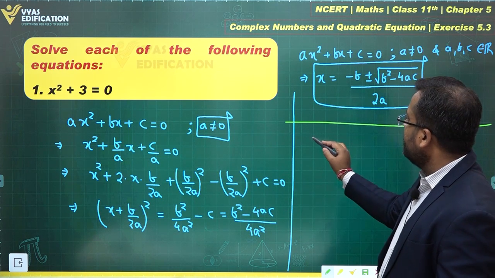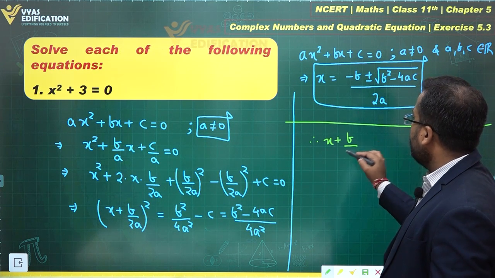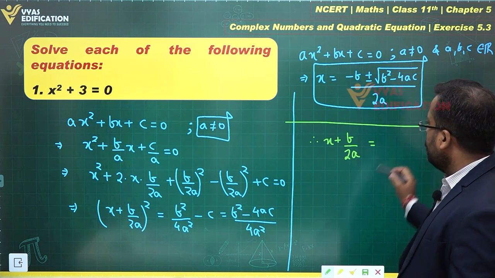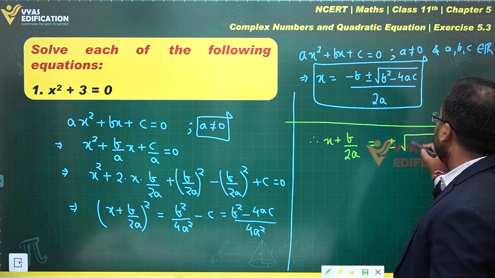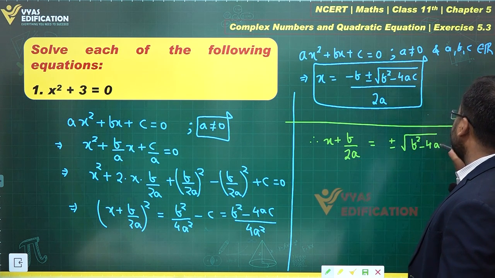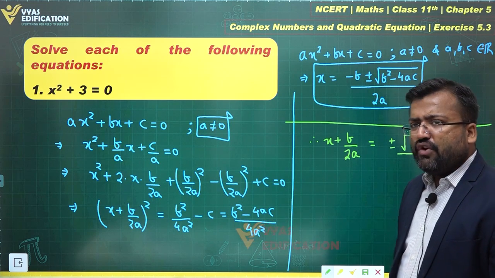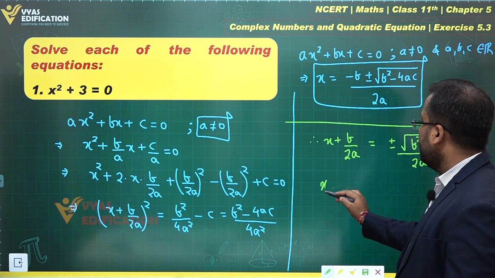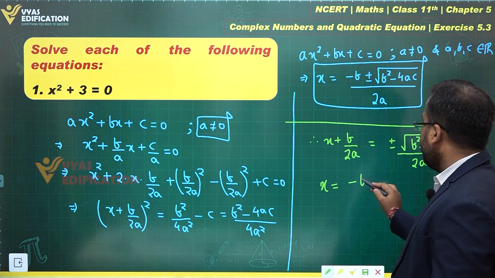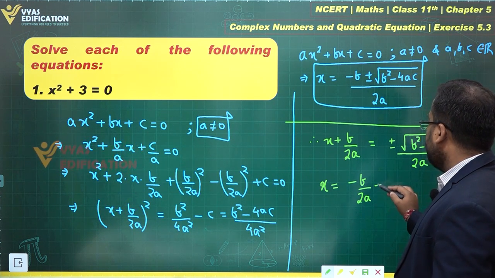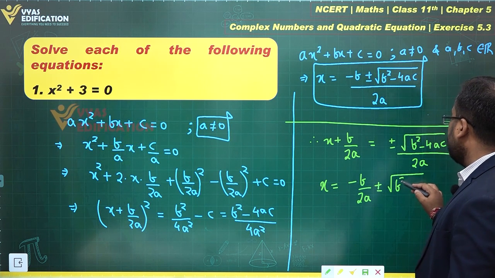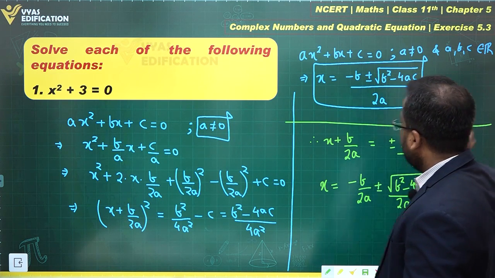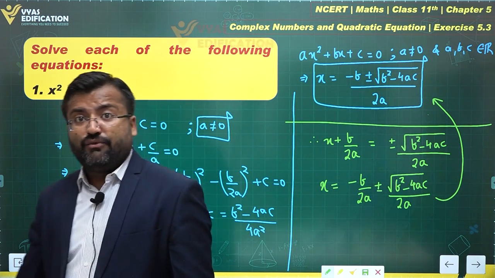And once I get rid of this, therefore x plus b over 2a is equal to plus or minus under root of b square minus 4ac whole divided by 4a square, under root would be actually equal to 2a. Let's bring that b by 2a to the LHS: x equals minus b by 2a plus or minus under root of b square minus 4ac over 2a. And yes, that gives me the final formula.